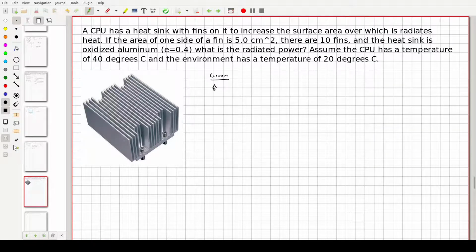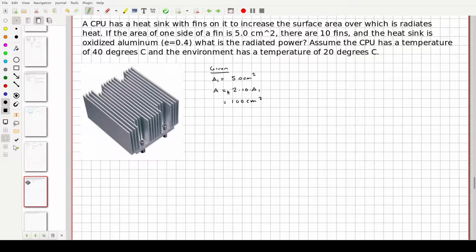So the area of one fin, or rather the area of this one side of one fin, which I'll call A1, is 5.0 centimeters squared. Now we have 10 fins and each fin has two sides. So the total area that's going to be emitting radiation is two sides times 10 fins, each of which has an area of A1. Okay, so 2 times 10 is 20, 20 times 5 is 100. So this is 100 square centimeters of area that's capable of emitting this.